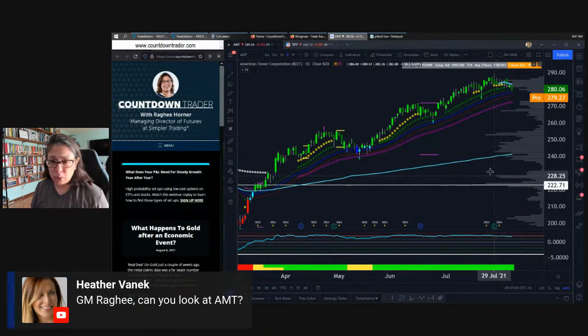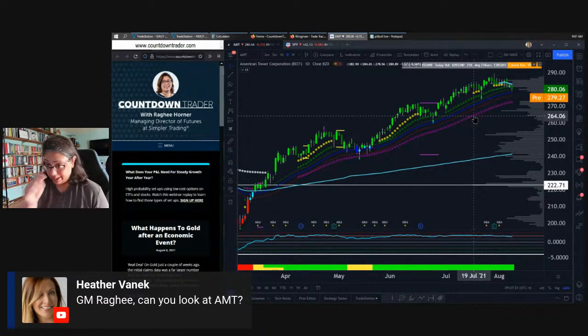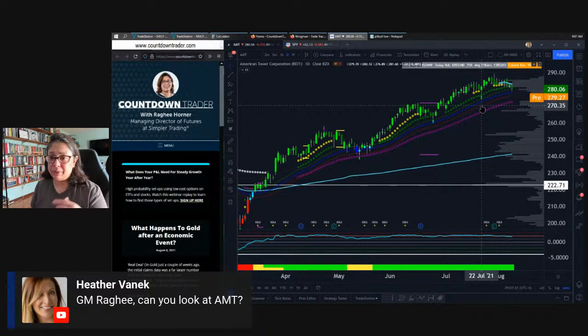Okay, so let's see. Pullback on AMT. I like it. This was Heather's question. I like it, Heather. Why do I like it? Well, let's say it together: double green. So we have this double green underlying structure in AMT. We have a pullback now, which is not that dissimilar to the 21 pullback that we've seen back on the 22nd of July and the 24th of June. So here we are actually touching the wave, which we haven't done since really early May.